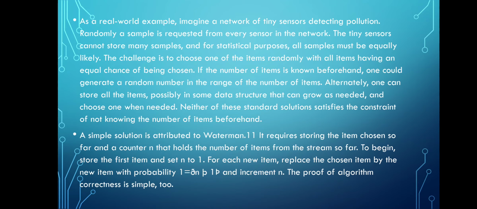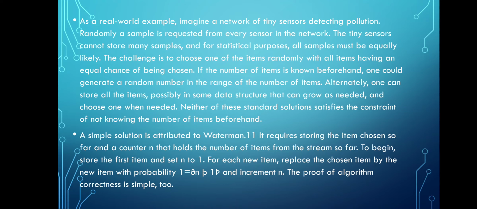As a real world example, imagine a network of tiny sensors detecting pollution. Randomly, a sample is requested from every sensor in the network. The tiny sensors cannot store many samples, and for statistical purposes, all samples must be equally likely. The challenge is to choose one of the items randomly, with all items having an equal chance of being chosen.